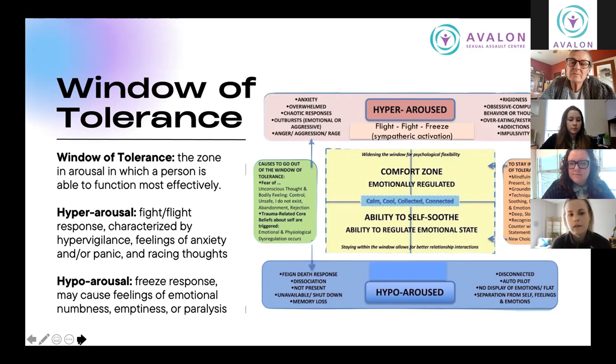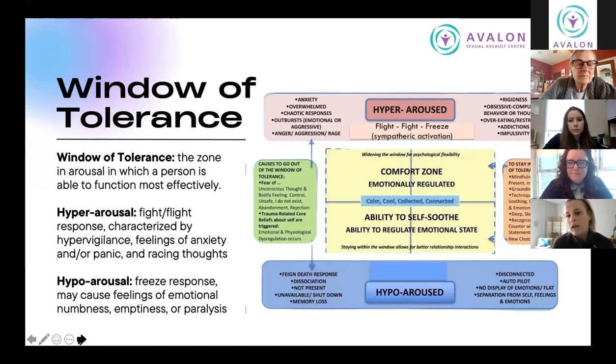diagram, taking it in. So the window of tolerance is the zone of arousal in which a person is able to function most effectively. So you see that here in the middle. That's when a person is emotionally regulated, has the ability to self-soothe and to regulate their emotional state. So that's ideal. That's where we want individuals to be. That's the place that people are present and things are going well.